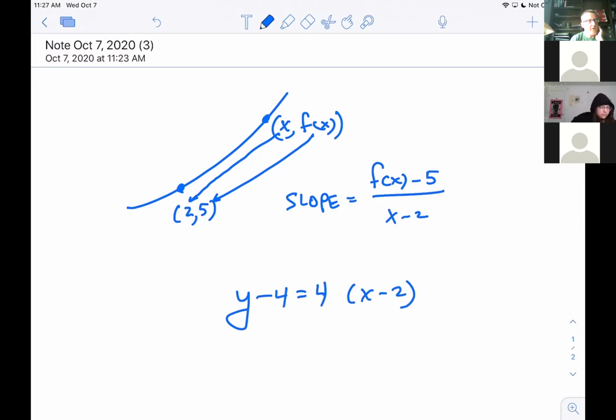Yeah, in other words, this is kind of like slope. So the slope goes here, and if I divide x minus 2 to the other side, you'd have 4 equals y minus 4 over x minus 2. So slope equals y minus y over x minus x, and you just rewrote it. This is sometimes called point slope form. So that's your y and that's your x.